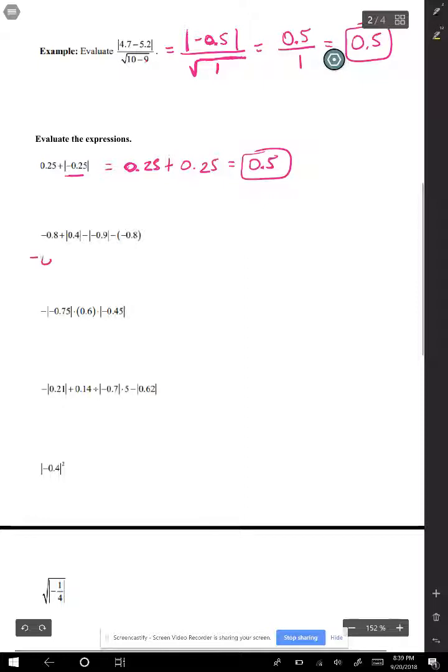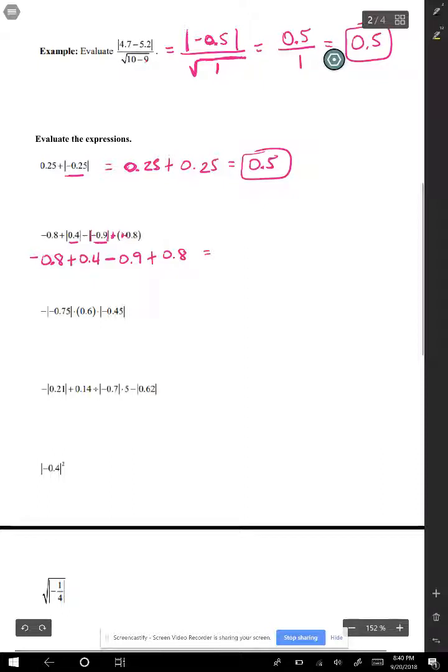On this one, the negative 0.8 doesn't have absolute value bars around it, so it just stays. The absolute value of 0.4 is 0.4, minus the absolute value of negative 0.9, which is 0.9. And then recall from an earlier section, when you have a minus a negative, that's a negative times a negative, that becomes a positive. So that would become plus 0.8. Notice here, I didn't make the negative and the negative into absolute value bars. It's only when it's a negative times a negative. So the absolute value bars are treated separately.